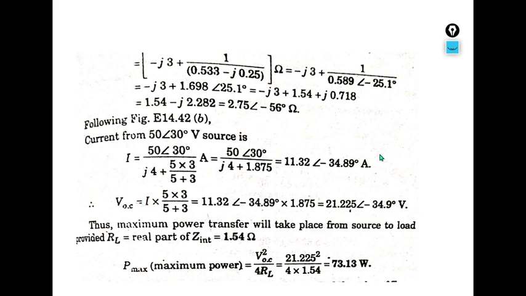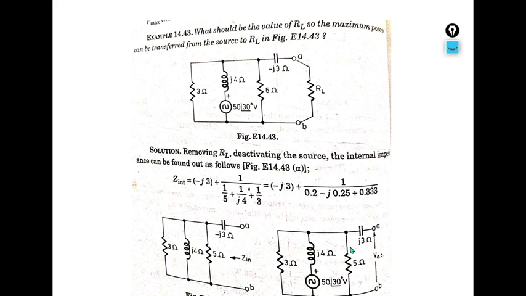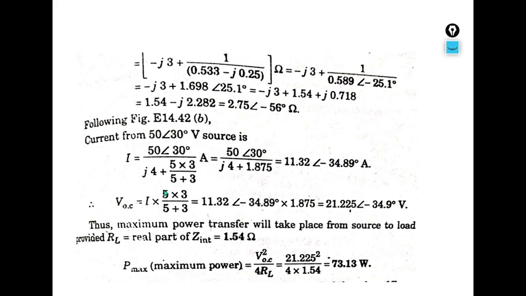Now the total current into the opposite resistance by total resistance, that is the I1 of this path. Now I1 into 5 is equal to VOC. So they have done the whole thing in one way. So what is I1? I1 is total current into the opposite resistance by total resistance. So the answer is 21.225 angle 34.9 degree volt.